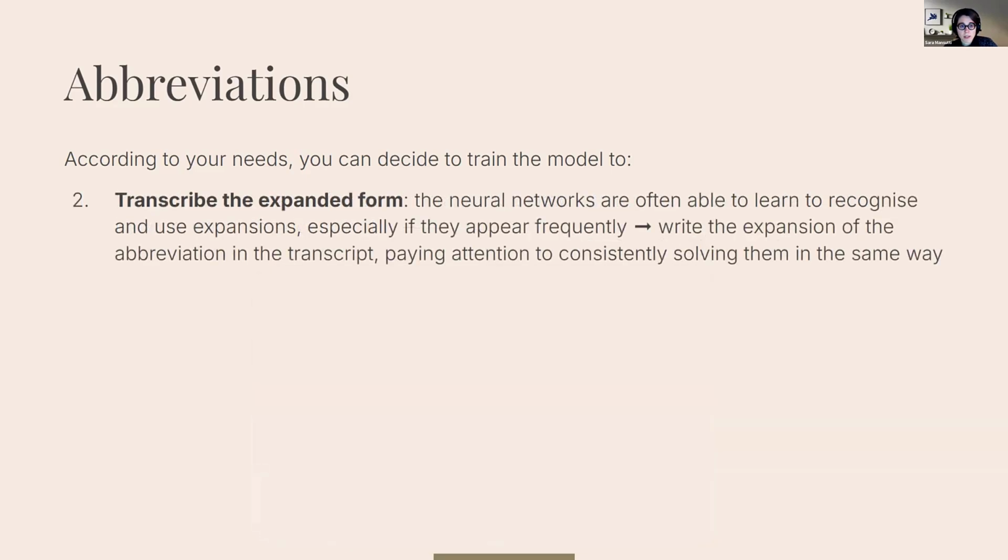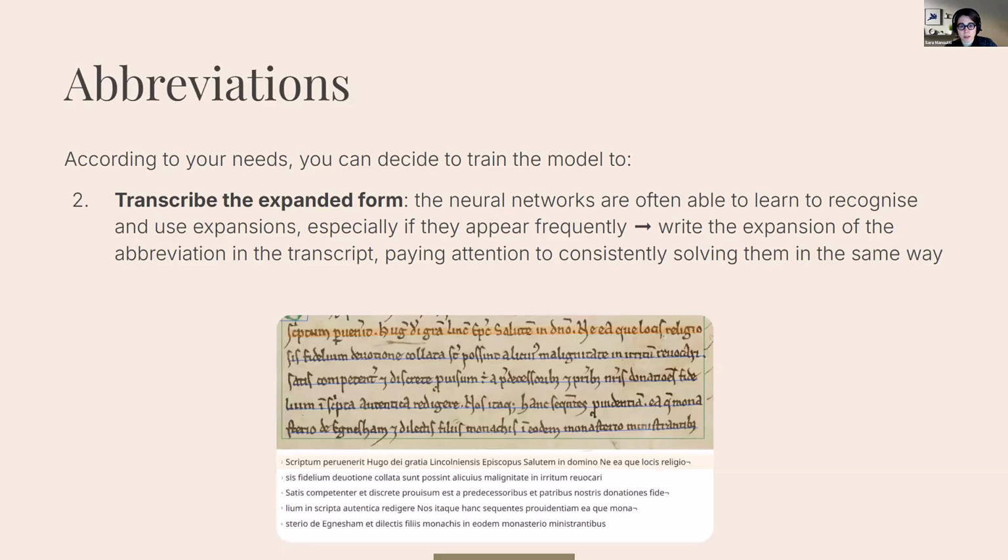The second option is to transcribe the expanded form in the ground truth. Neural networks are able to learn to recognize and use expansions, especially if they appear frequently. So you can write the expansion of the abbreviation in your ground truth text. You just need to pay attention to be consistent. So, for example, here we have GRA with this line above the A.